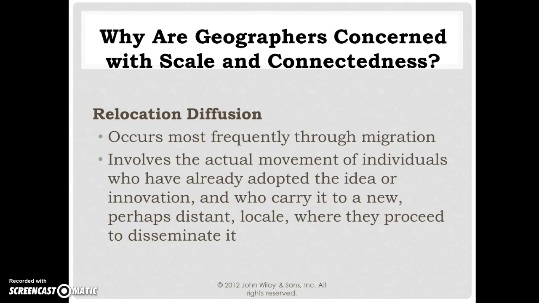So we could think of relocation diffusion, for instance, with the Catholic Church in South America, right? During the colonial period, when Spain was in control of South America, we actually see monks, sometimes nuns, mostly monks. We see Catholic individuals basically moving from Spain into Central and South America, and then converting the native peoples to Catholicism and spreading that religion that way. That's relocation diffusion. Okay.